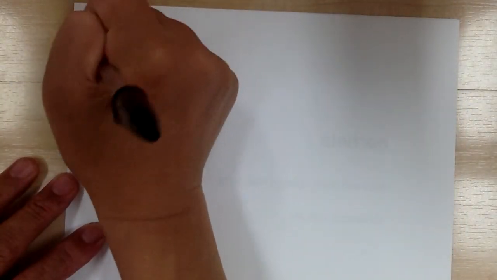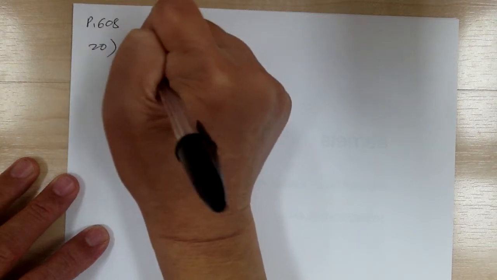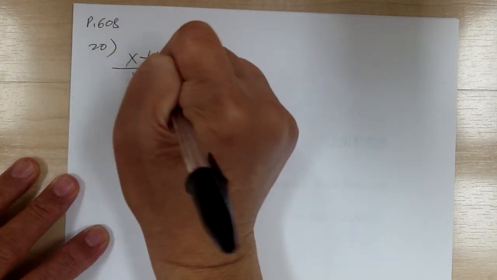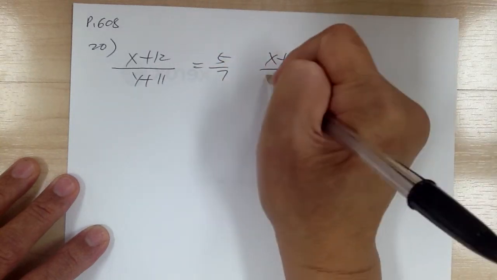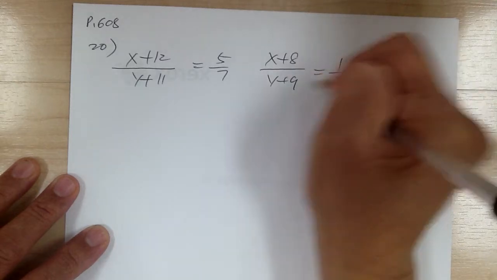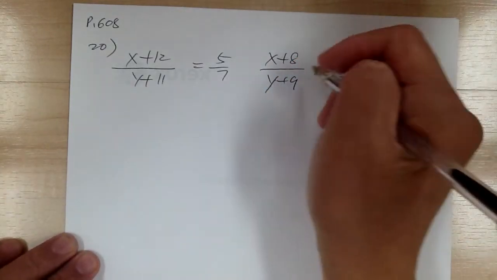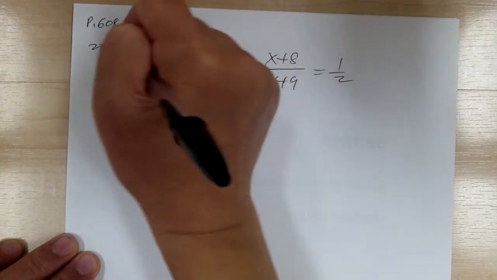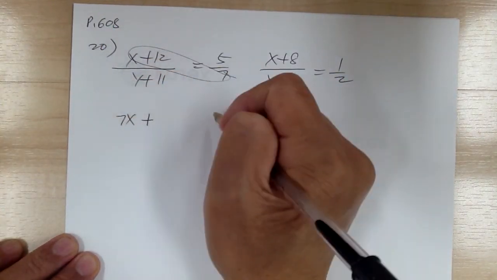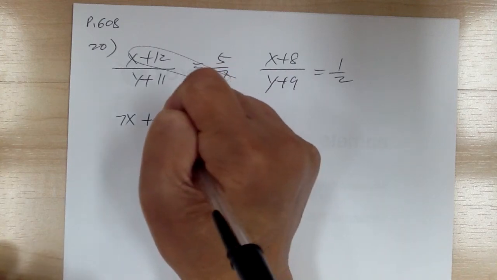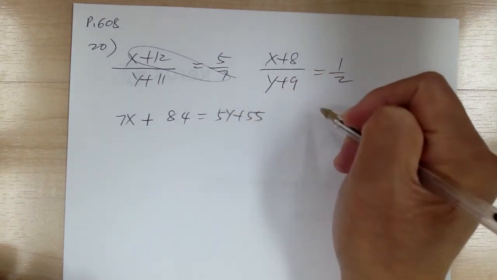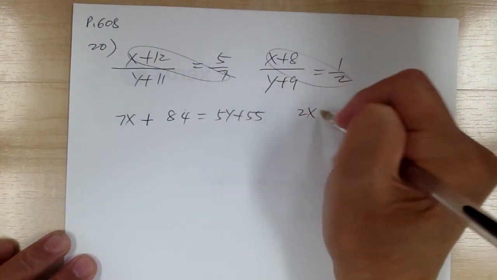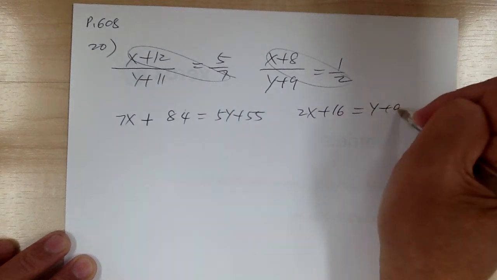Okay, let's go to number 20. You've got (x+12)/(y+11) equal to 5/7. Then you have (x+8)/(y+9) equal to 1/2. Okay, so again, let's cross multiply to get rid of the fraction. So you get 7x plus 84 equal to 5y plus 55. This one you cross multiply, you get 2x plus 16 equal to y plus 9.